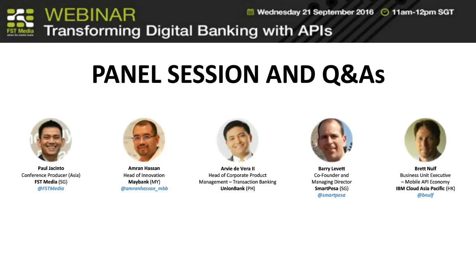Just a question, switching back to Amran from Maybank again. So in today's digitalized and mobile-first economy, how has Maybank shifted its focus towards the development of mobile applications and services, and what role does the API strategy play in your strategy there?